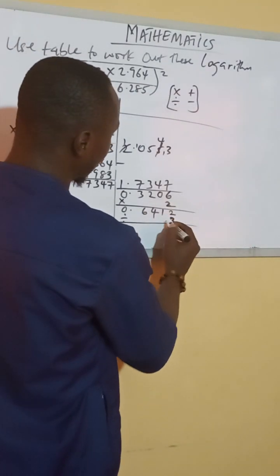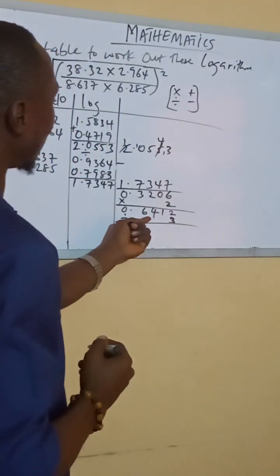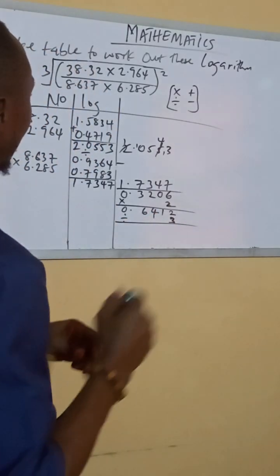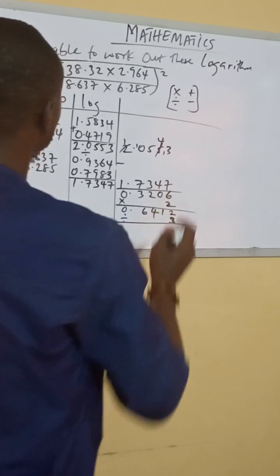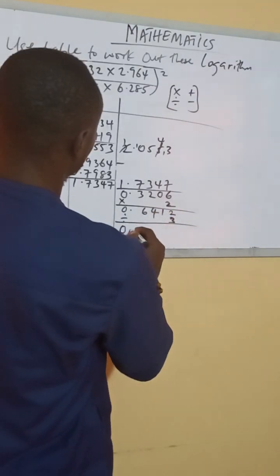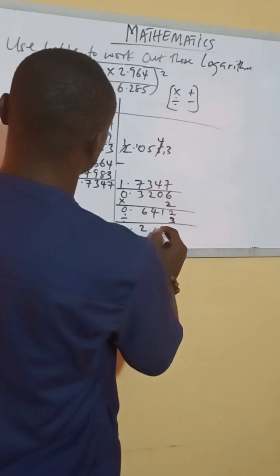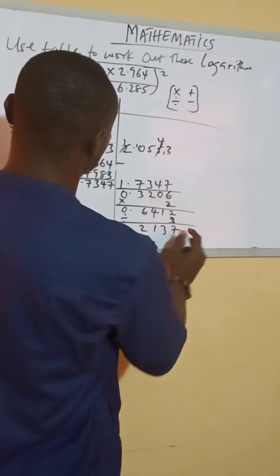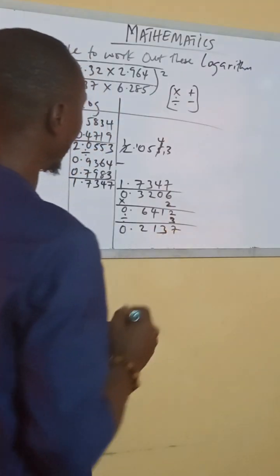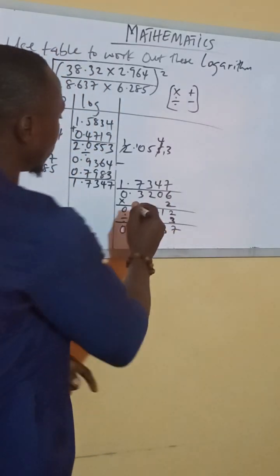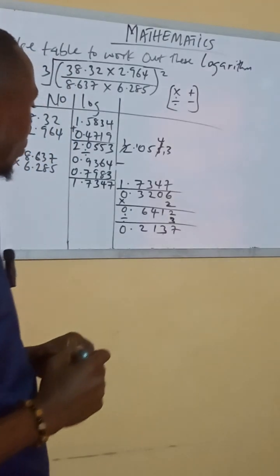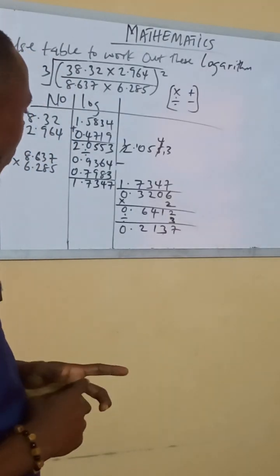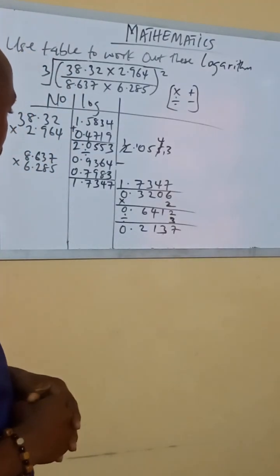When you divide this, if you press your calculator, you get 0.2137. If you divide it on your calculator, you get 0.2137. Now, I haven't done that.